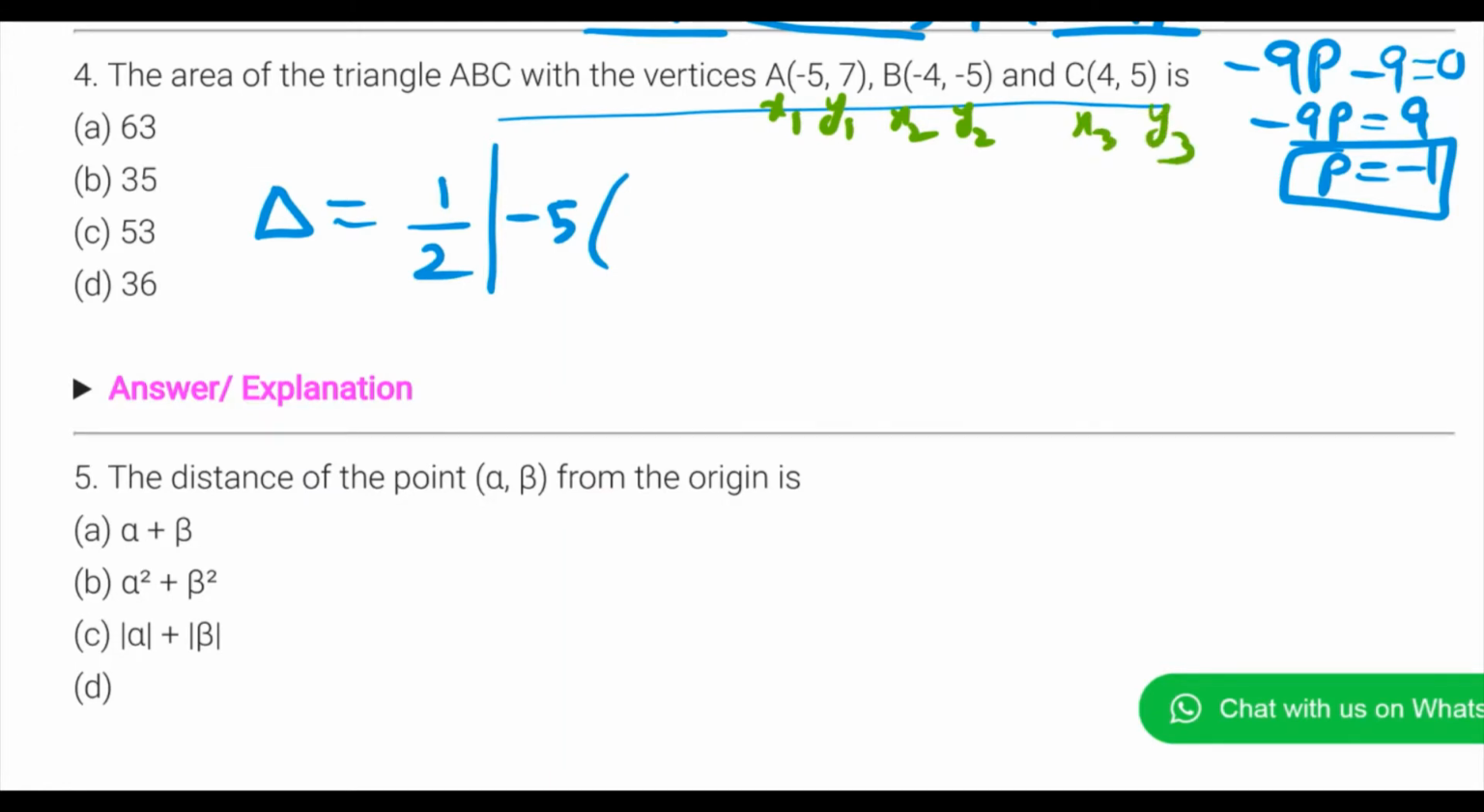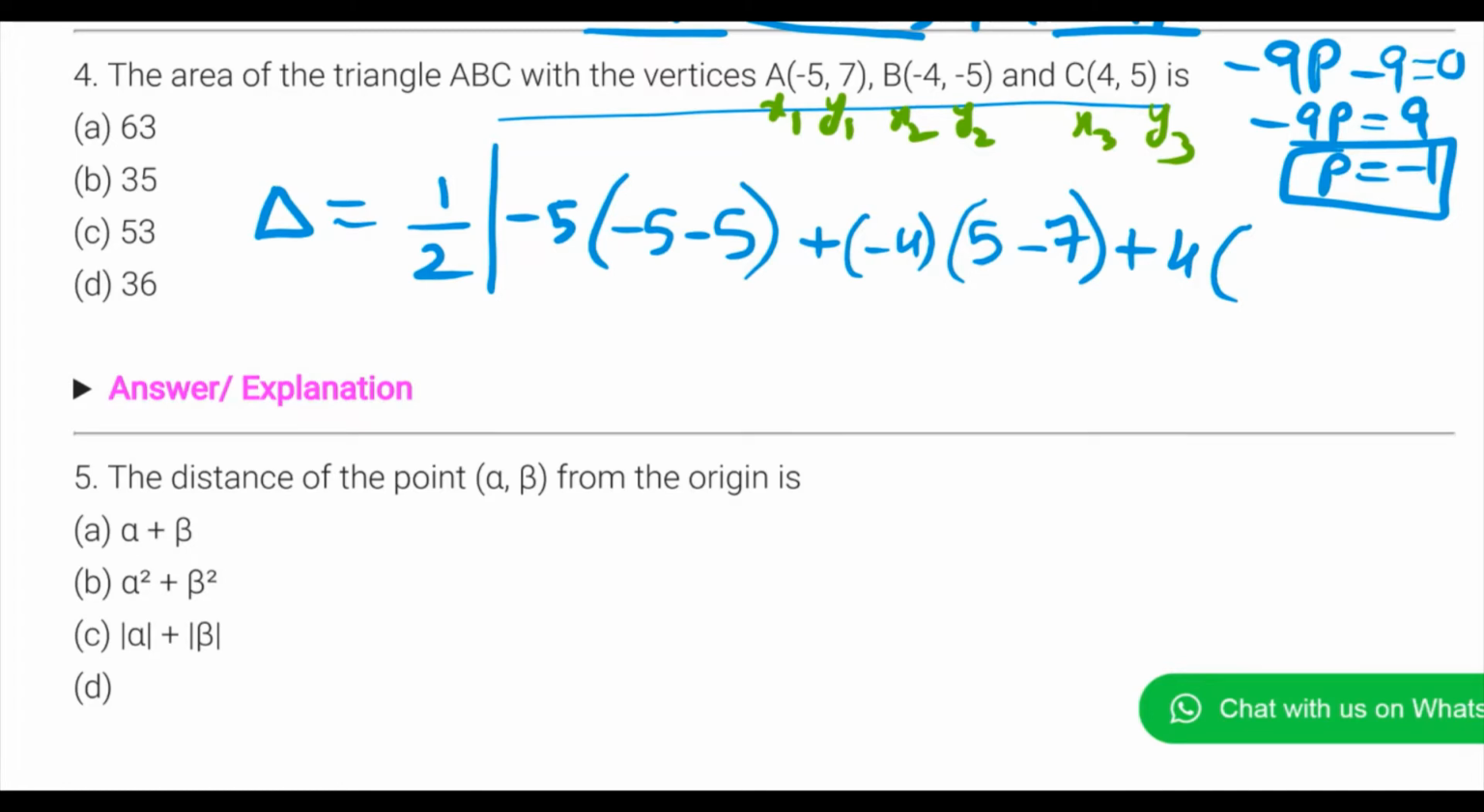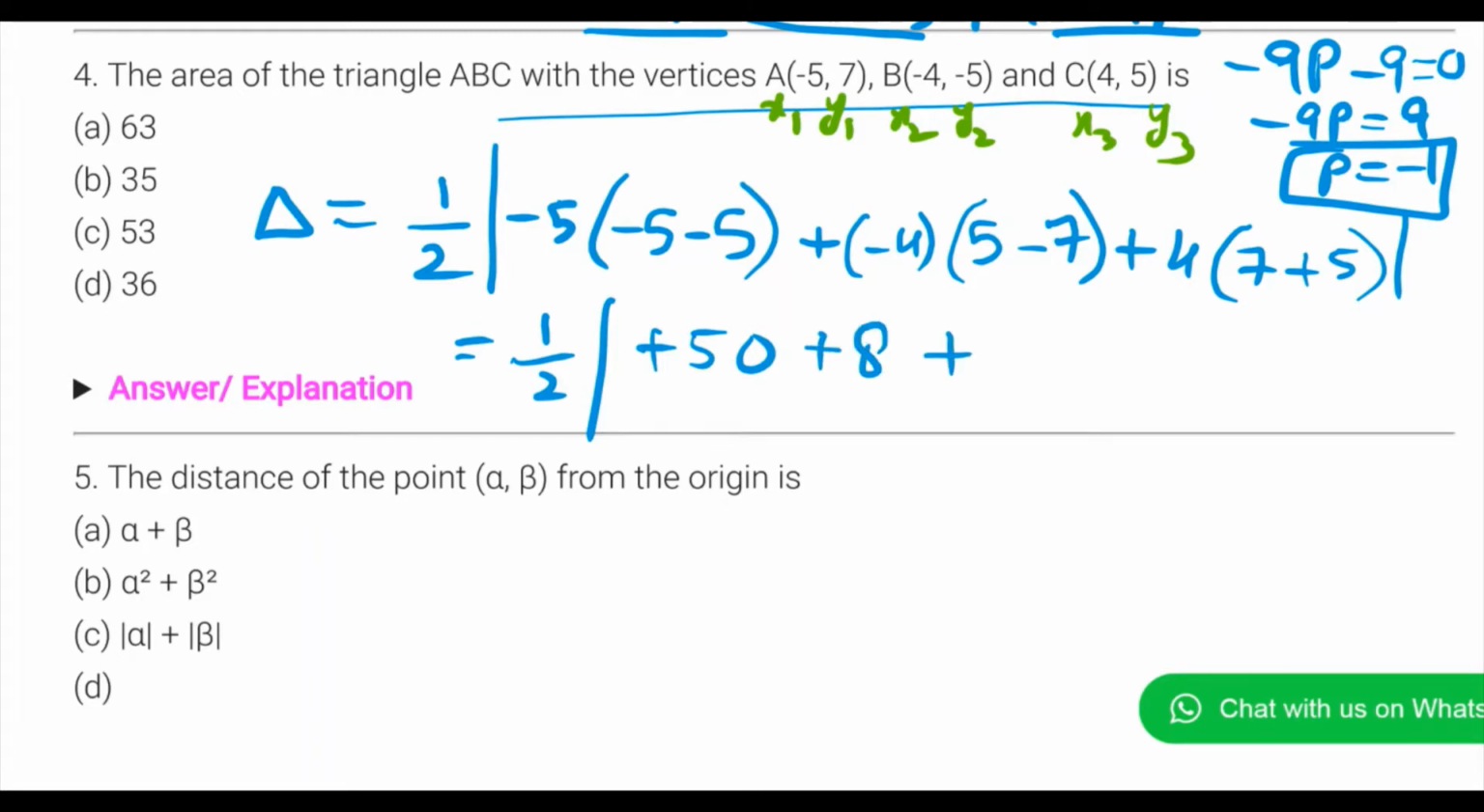So x1 into y2 minus y3 is minus 5, plus x2 is minus 4, x2 into y3 minus y1, so y3 is 5 minus 7, plus x3 into y1 minus y2 is 7 plus 5. That equals half of, this is minus 10 into minus 5 is plus 50, minus 4 into 5 minus 7 is minus 2, so plus 8, plus 7 plus 5 is 12, 12 into 4 is 48.